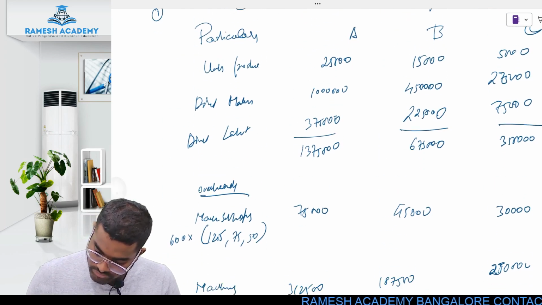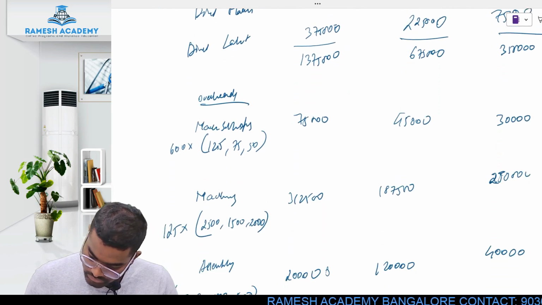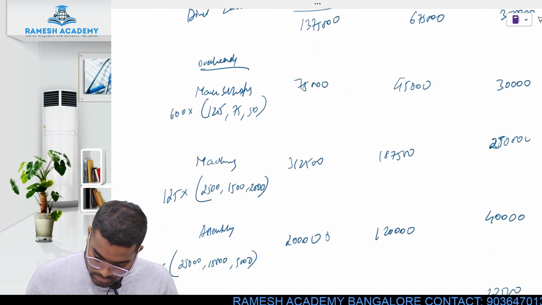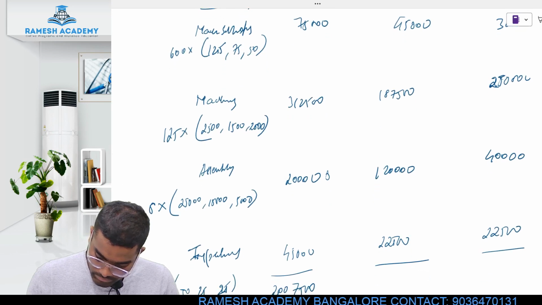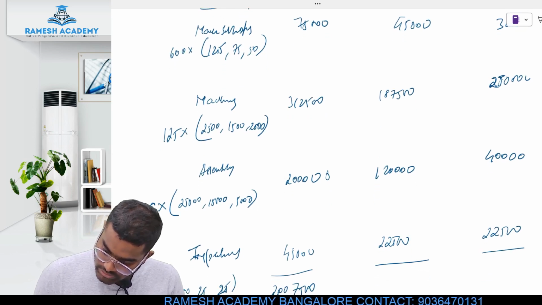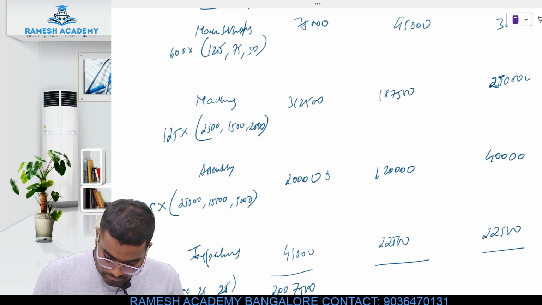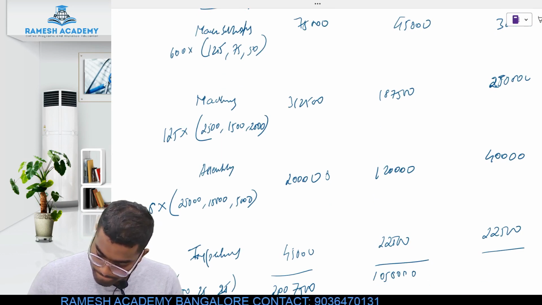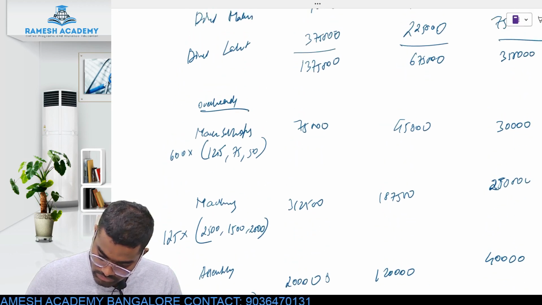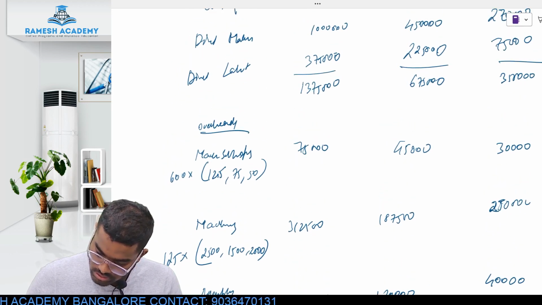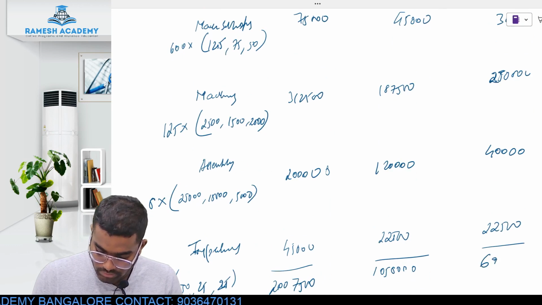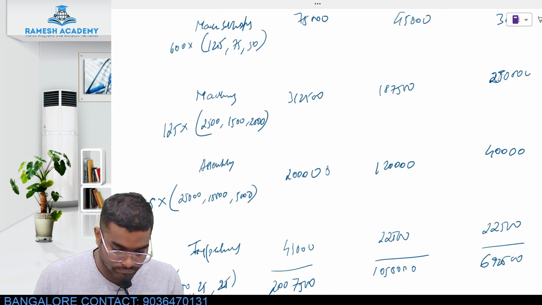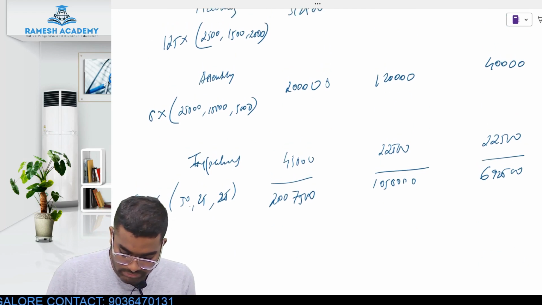Next 6 lakh 75,000 plus 45,000, 1,87,500 plus 1 lakh 20 plus 22,500. It is 10 lakh 50,000. Then 22,500 plus 40 plus 2 lakh 50 plus 30,000 plus 6,92,500. So this is the cost, and if you want per unit, just divide it by number of units.